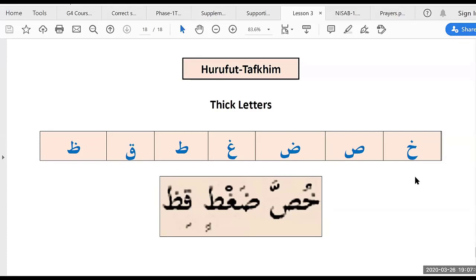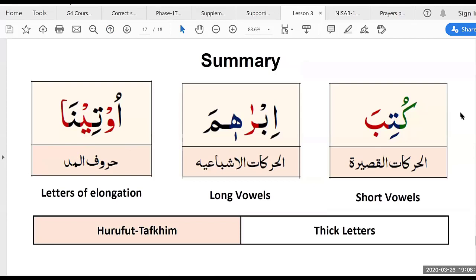So I'll ask a few more questions. So the next question is, how long do we have to prolong the short vowels? So if a word carries a short vowel, which is a fatha, a kasra, or a dhamma, how long do we have to prolong those letters for? Please raise your hand.